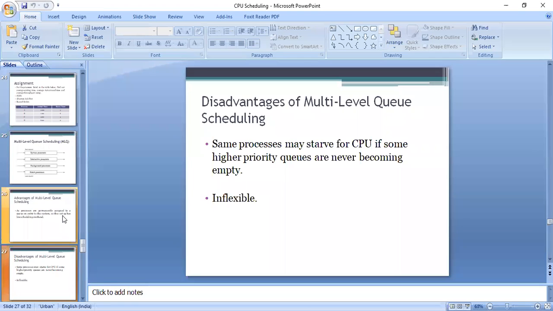So this is the problem we have to face for multi-level queues. Maybe the lower priority queues are never getting the chance to get the resources and get their execution done, and they are waiting for very long. And it is quite inflexible. Once a job has been assigned to one queue, it remains there. It cannot switch. It cannot go up or down in the priority level. So it is quite inflexible.